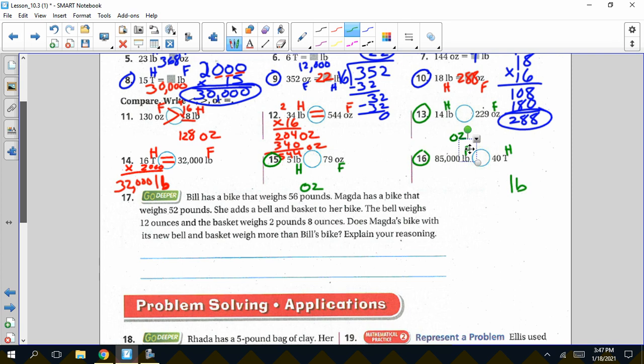So go ahead and do 13, 15, and 16. When you press pause, work those out, and then when you hit play again, it will continue to reveal those answers.